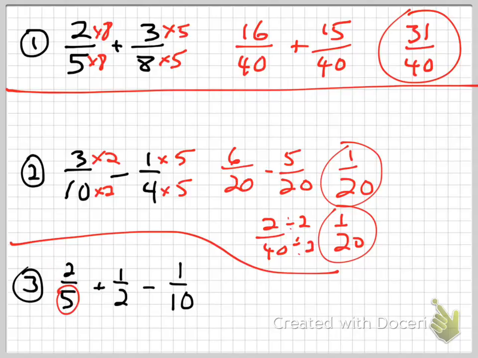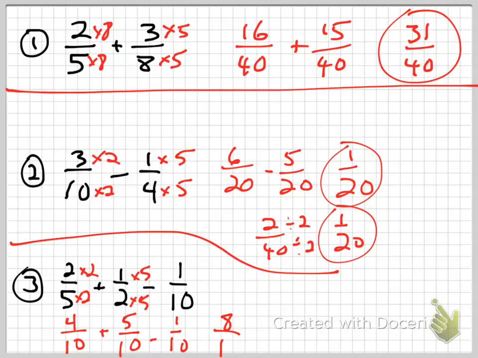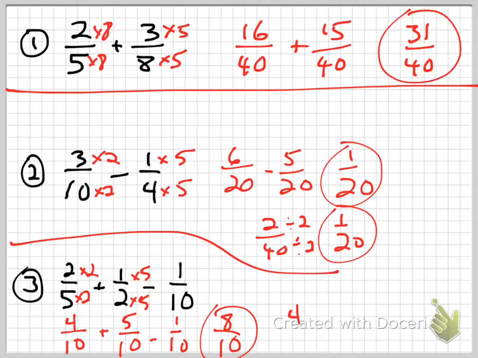So how does this become a 10 then? How does that guy become a 10? Times 2 over 2, right? Times 5 over 5. This is now 4 tenths plus 5 tenths minus 1 tenth, which is 8 tenths. Am I done? No, I have to reduce. What did I just do? 4/5 is the answer.